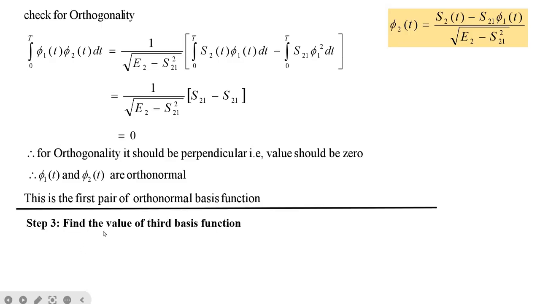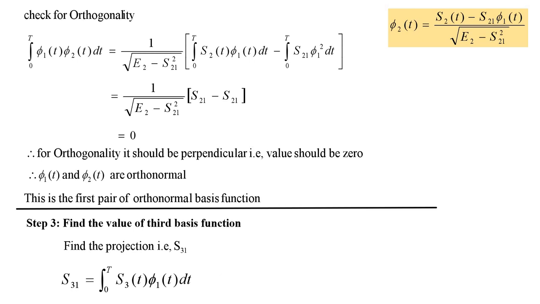So next, step 3 is finding the value of the third basis function. Here we have to find the projection, that is S31, the projection of signal 3 on phi 1. So S31 is equal to integration 0 to T S3 of t phi 1 of t dt. Now we need to find the second projection also, that is S32, as this is our third signal and we already have two basis functions. So S32 will be given as integration 0 to T S3 of t phi 2 of t dt.